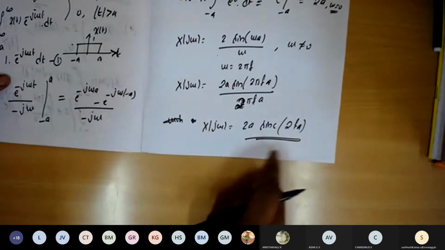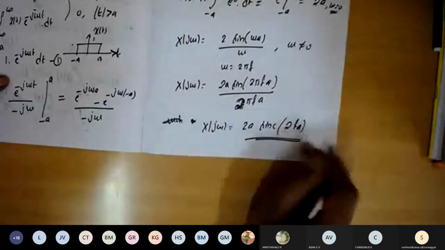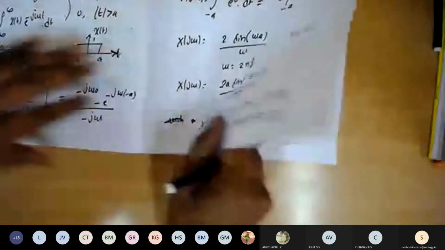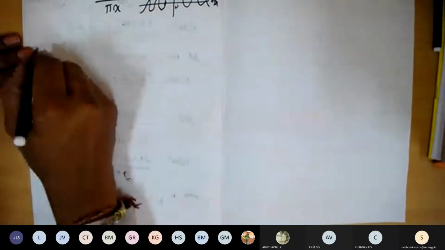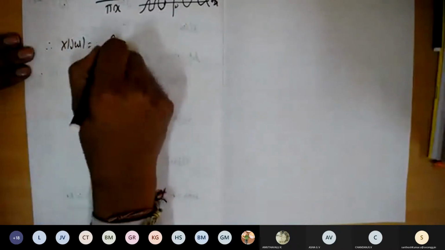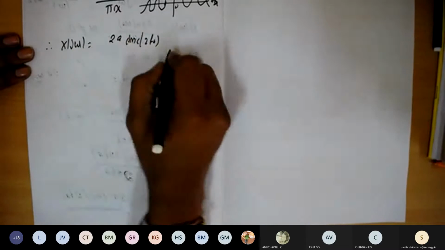Here sinc x will be defined like this, and in place of x we have 2fa. So that is called a sinc function, and it will take the value like this. So we can write X of j omega equal to 2a into sinc 2fa.